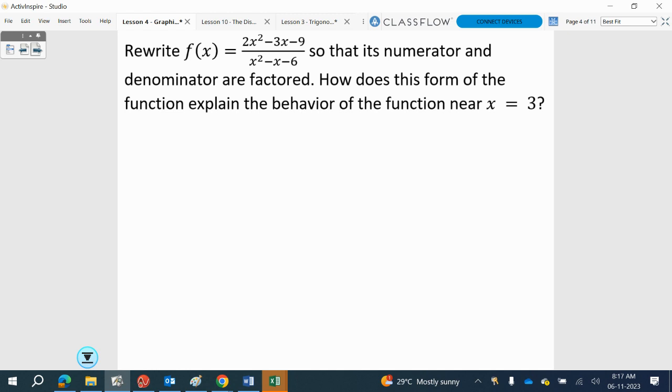Well, this isn't a function anymore. It's just an expression. And it's not even the same function. F of x. It's not even the same.